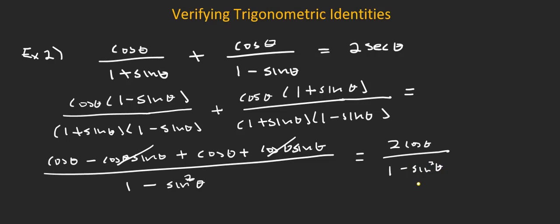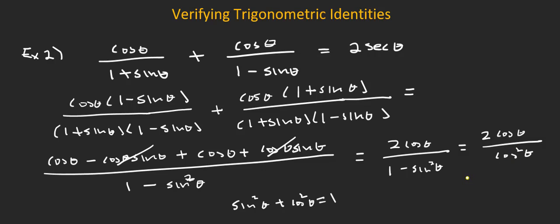Now what is 1 minus sine squared theta? Well, do you remember sine squared theta plus cosine squared theta equals 1? So 1 minus sine squared theta is cosine squared theta. So what happens over here? Cosine theta cancels out. You get 2 over cosine theta. Now what is 1 over cosine theta? That is secant theta. So you end up getting 2 secant theta. And that's what we had to prove.